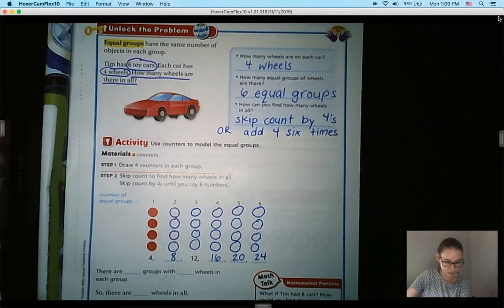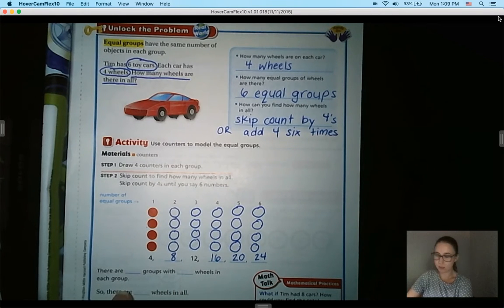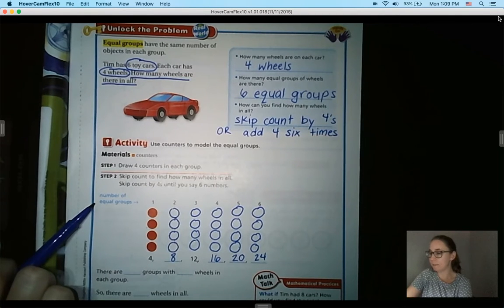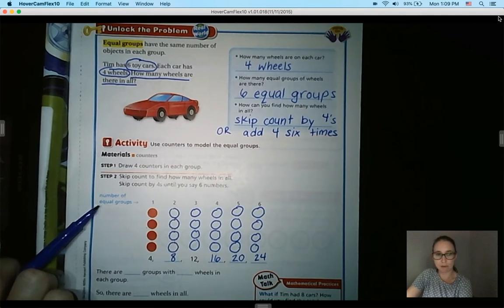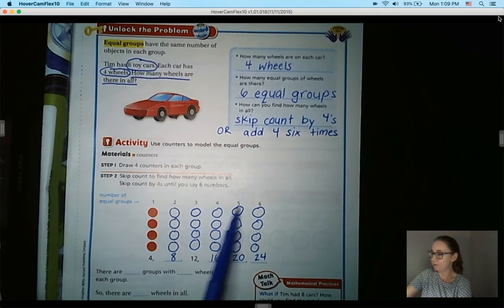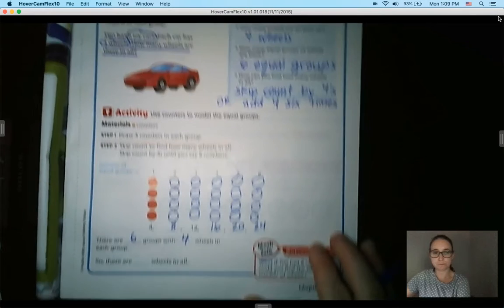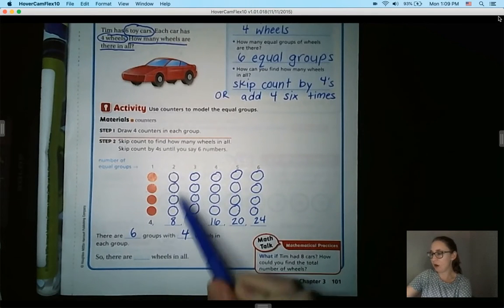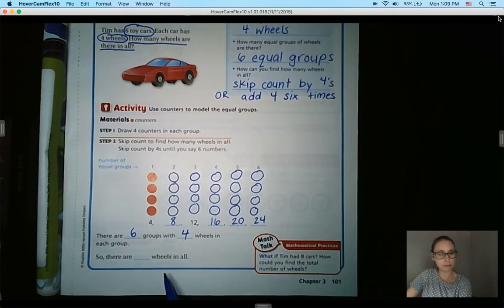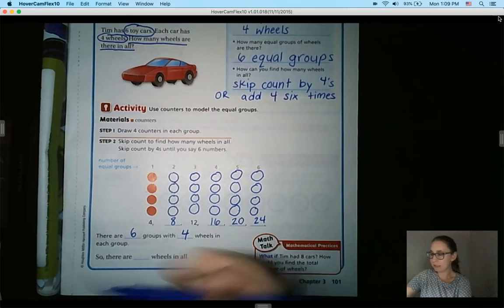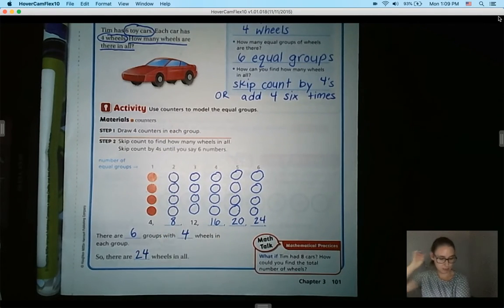And then our next part, there are how many groups with how many wheels in each group. So up here it tells us the number of equal groups. That's how many cars we have. So we have 1, 2, 3, 4, 5, 6 groups. And how many wheels are in each group? 1, 2, 3, 4. 4 wheels in each group. And after we counted all of these wheels, how many wheels did we have in all? We had 24 wheels in all.